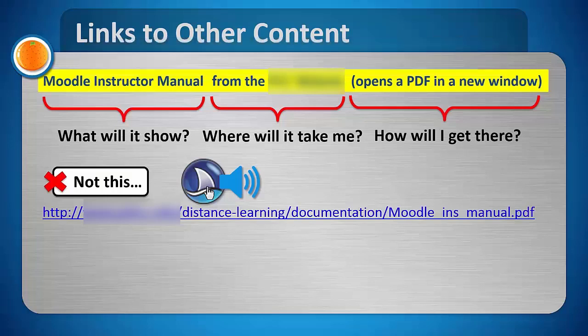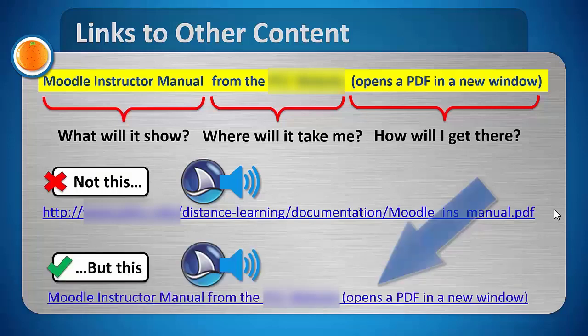http://www.distance-learning/documentation/Moodle_ins_manual.pdf. While certainly that link works, a person that's using a screen reader is going to have a hard time understanding exactly what it's taking you to. I mean, they probably heard the word PDF and they go, okay, well, it's at least going to be some kind of PDF. But just taking a few minutes to change that hyperlink, the text that shows up in the document can be different from the actual address itself. It doesn't have to be the same.